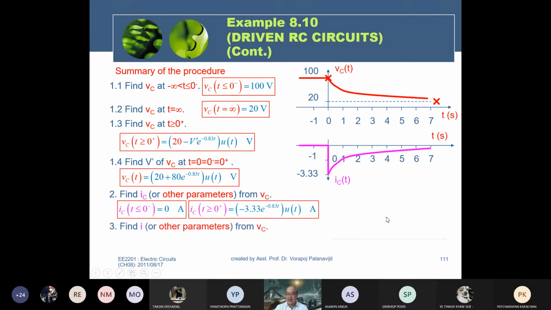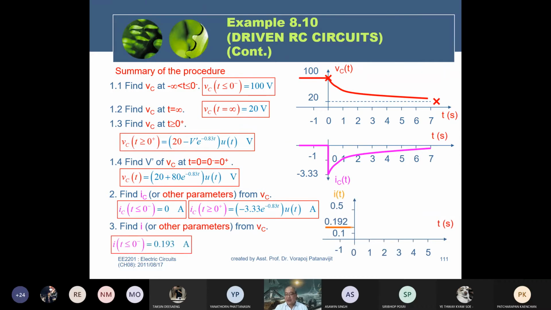And the last one, the current flowing in the resistor. For time greater than 0, it is not affected. This resistor does not connect to the capacitor, it is driven by the source constantly. Therefore, the current flowing into it equals 0.19 amp.